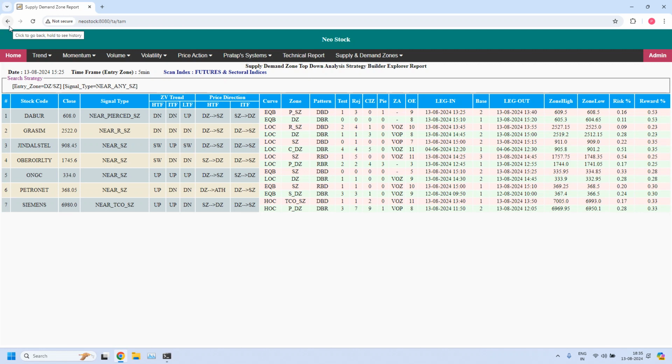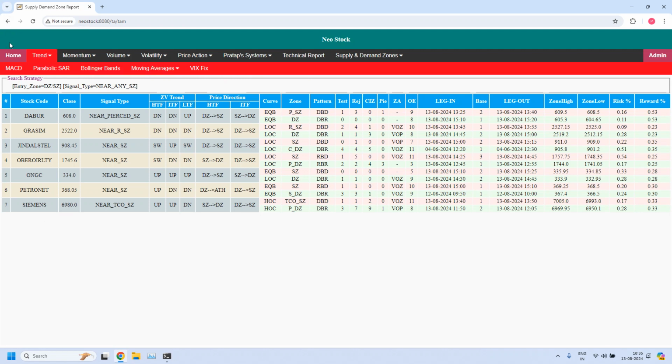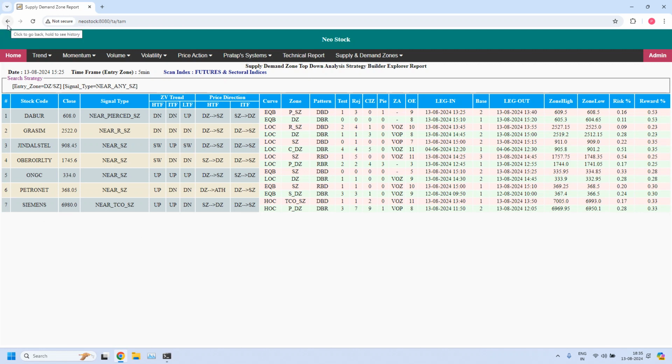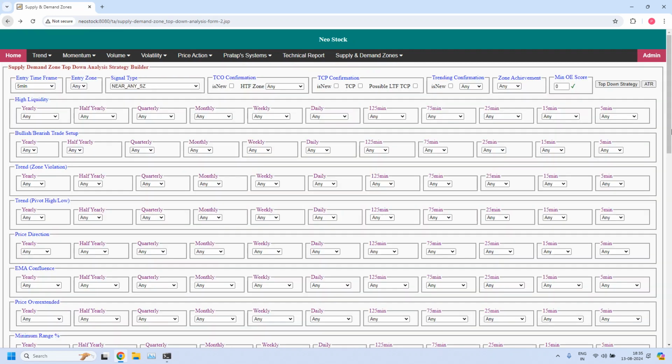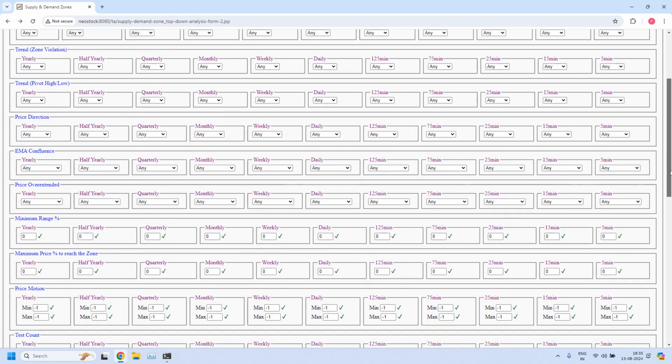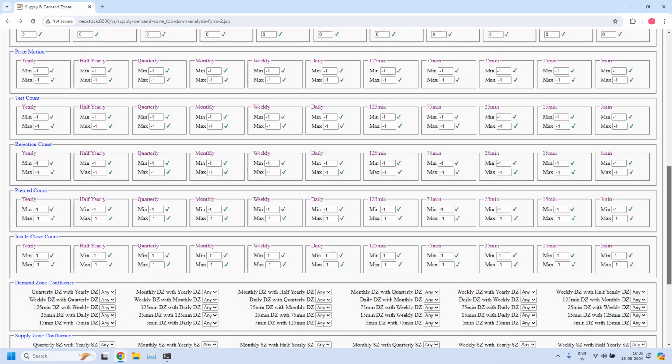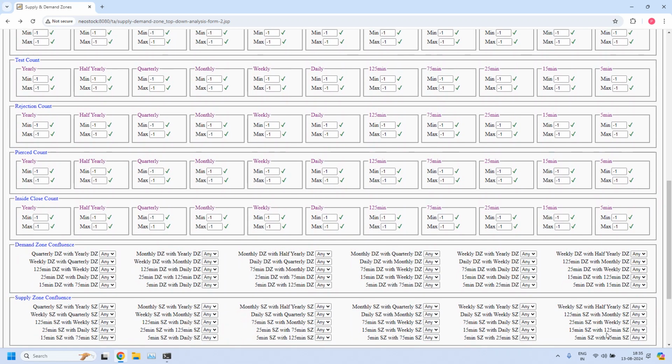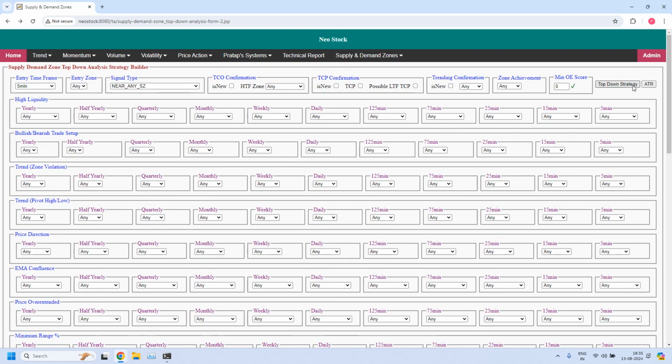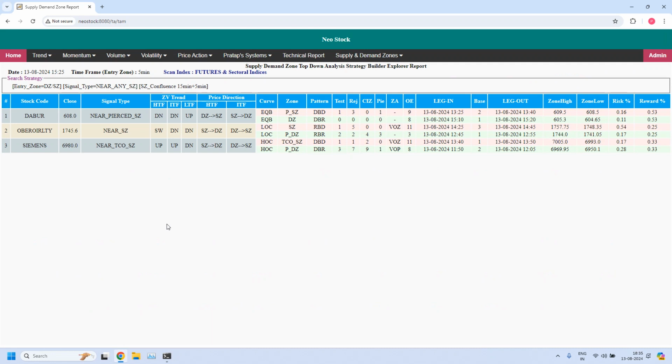So let's look for confluence with the ITF time frame. ITF is 15 minutes. LTF is 5 minutes. So we are looking for supply zone confluence. So 5 minute supply zone, confluence with 15 minute supply zone. I have enabled the option. So 3 stocks are filtered. In that, the first one is invalid. Dabur is already pierced.